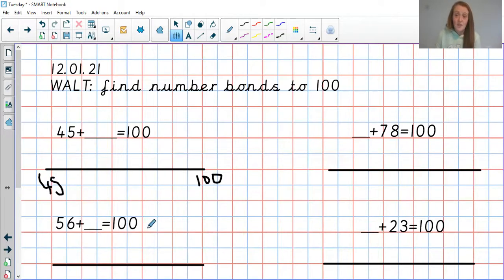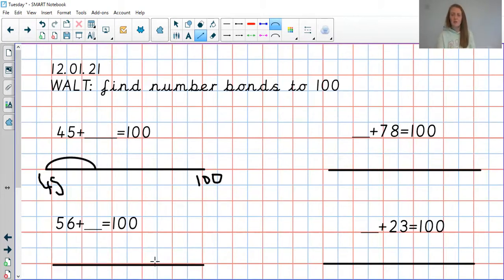Okay, so the easiest way to do this is to start at 45 and go to the next multiple of 10. So if I just do a line, here we go. It's quite a short jump from 45 to the next multiple of 10. So 45, what is the next multiple of 10 after 45? It's pretty easy. It's 50.